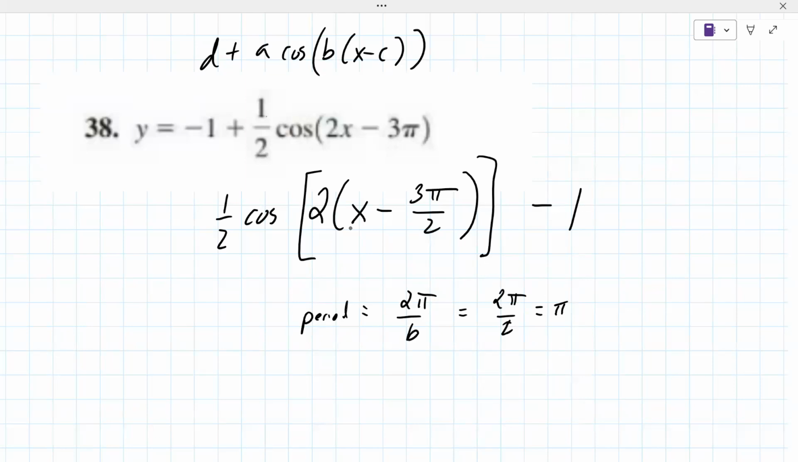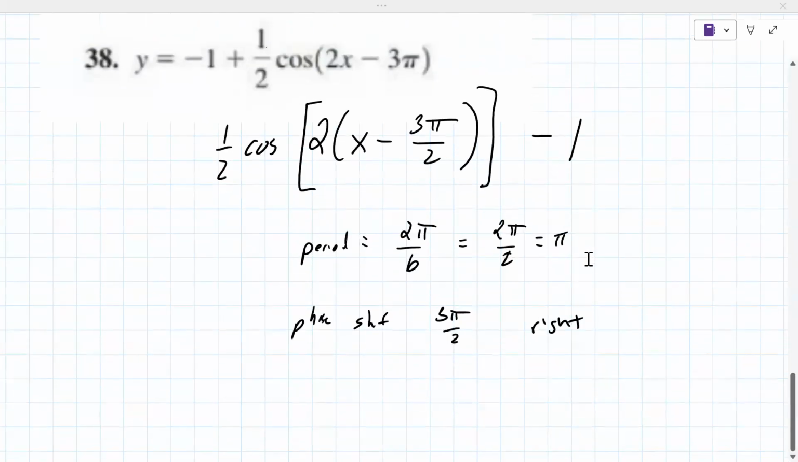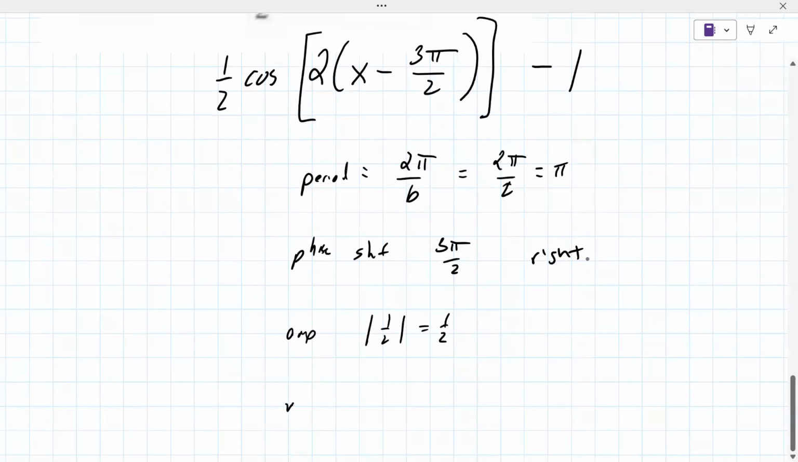All right, so that's thing one. The phase shift is 3 pi over 2, but the direction matters. It's to the right because of this minus sign here. Next thing is the amplitude. The amplitude is the absolute value of 1/2, which is 1/2. And then the vertical translation is that number on the right now. It's down 1.